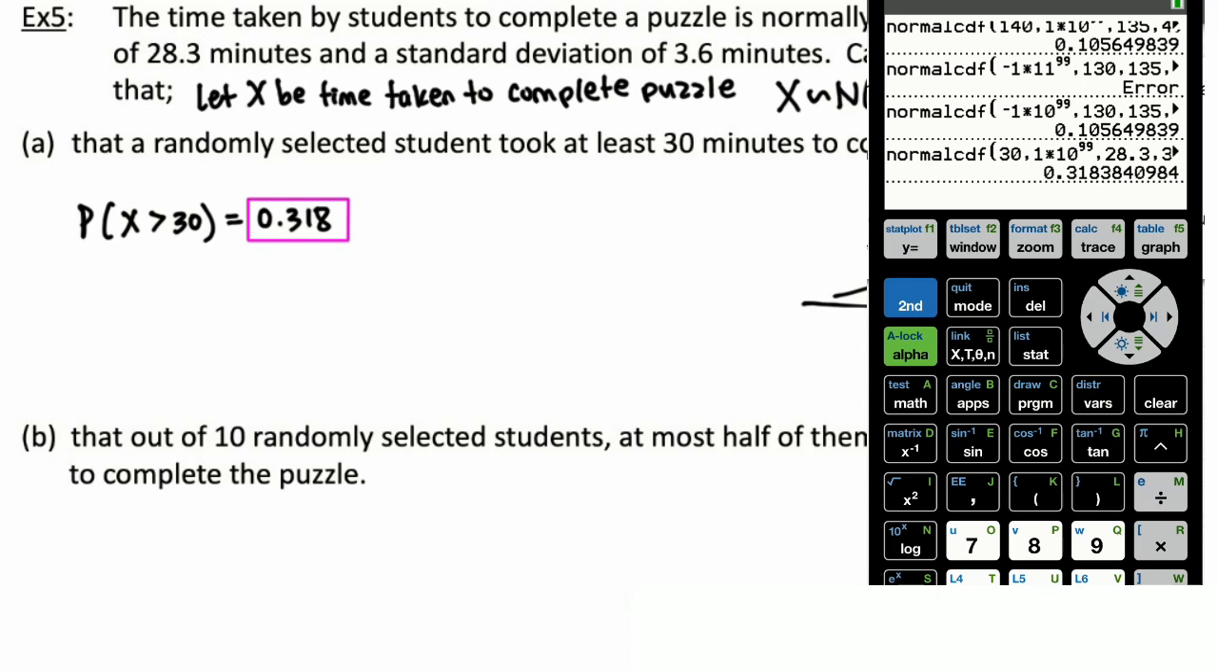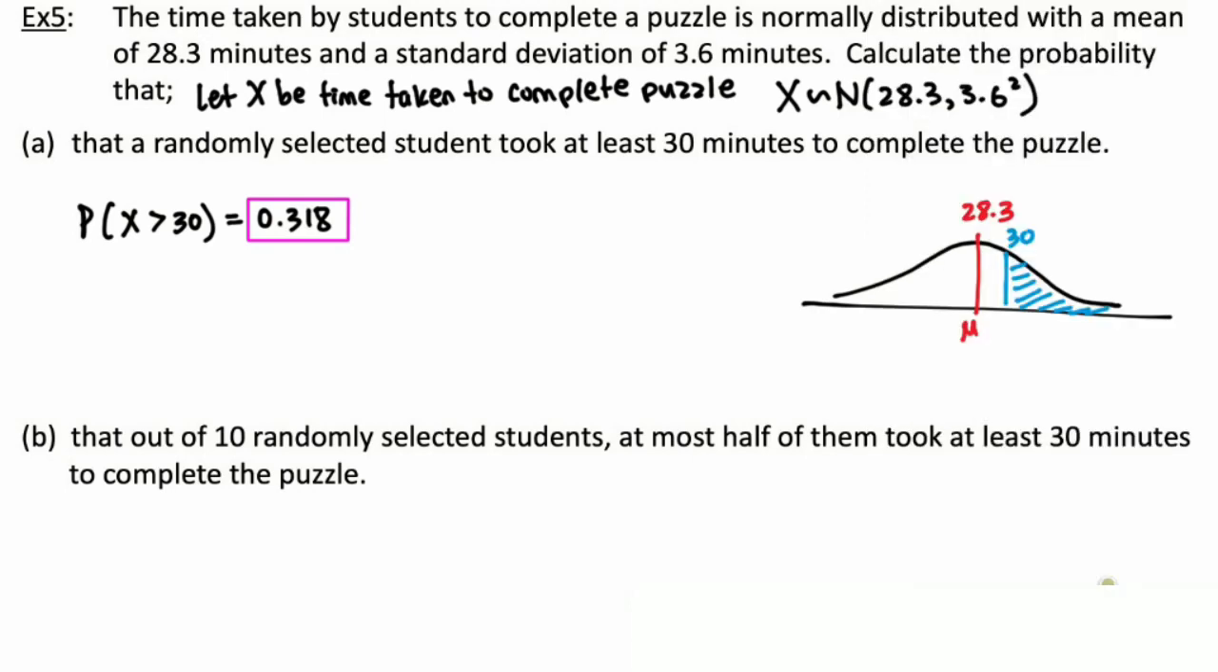Now, part B. Out of 10 randomly selected students, at most half of them took at least 30 minutes to complete the puzzle. This is indicative that we need to switch to a binomial distribution. Remember the qualities of a binomial distribution. We have a fixed number of trials, and there's either success or failure. Okay, so 2 possible outcomes. Each trial is independent of the others.